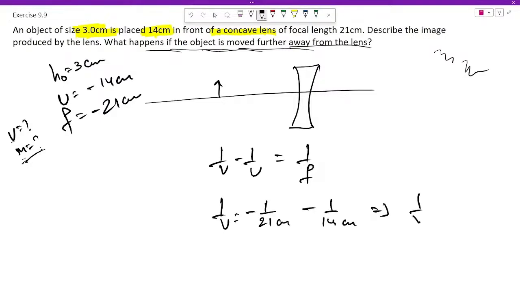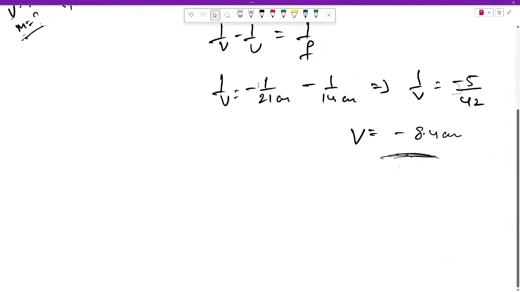This will give us the value of 1/v equals minus 5/42. Thus the value of v is going to be equal to minus 8.4 centimeter. So the image is on the left hand side of the lens because we have got a negative value of v. Now let us try to find out the value of magnification.